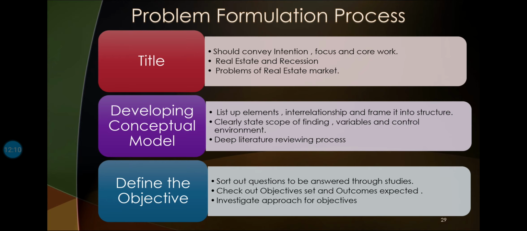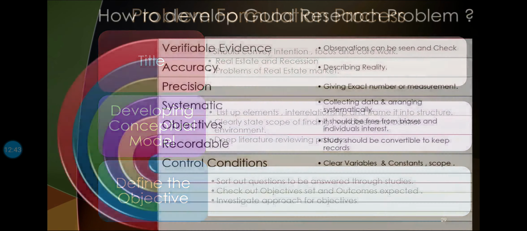Sort out questions to be answered through the studies. Check the objective set and outcomes expected. It means that you have decided on a particular research work with various objectives, and you also need to write down what outcomes you will be getting from these objectives. Investigate the approach for the objectives: how you will achieve that objective, you need to work that out also. So this is called the problem formulation process. It consists of 3 phases: time, developing the conceptual model, and defining the objective.